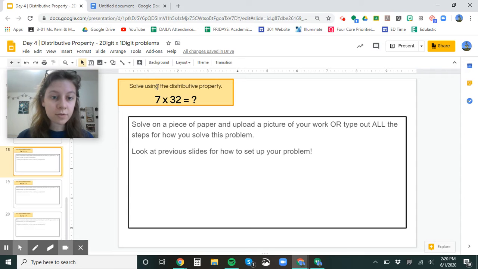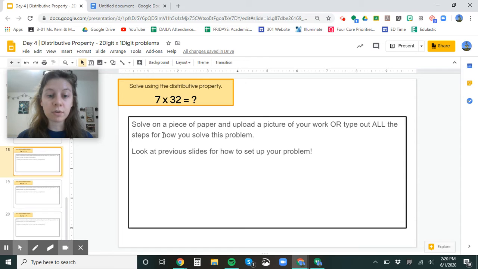It says solve using the distributive property. 7 times 32 equals something. Solve on a piece of paper and upload a picture of your work, or type out all the steps for how to solve this problem. Look at the previous slides for how to set up your problem.